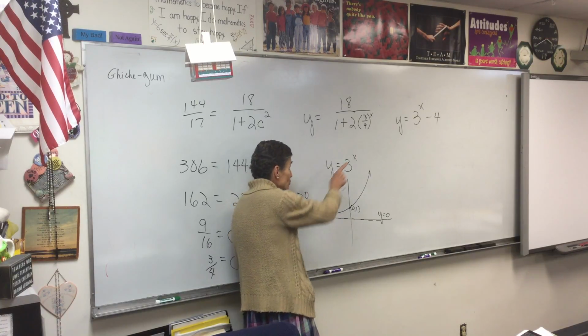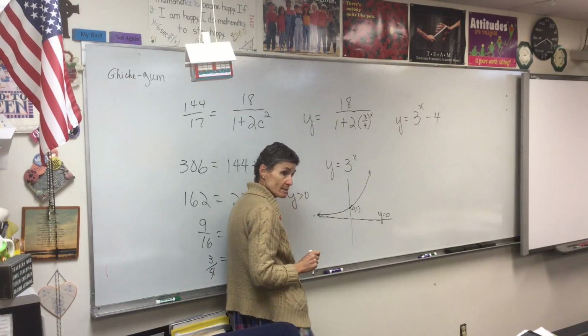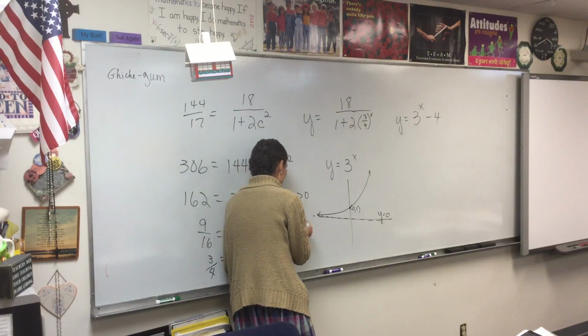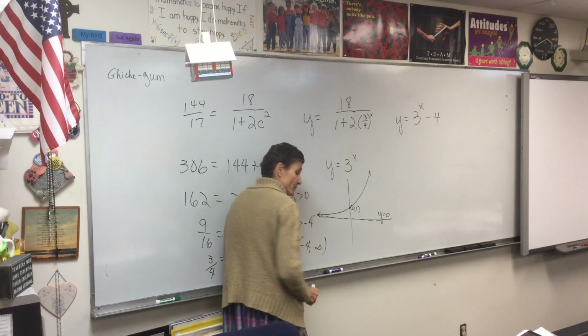But remember, what did you do to this? You dropped it down 4. So what's its range? Y greater than -4. Or, if you wanted to be official about it, what? -4 to infinity?